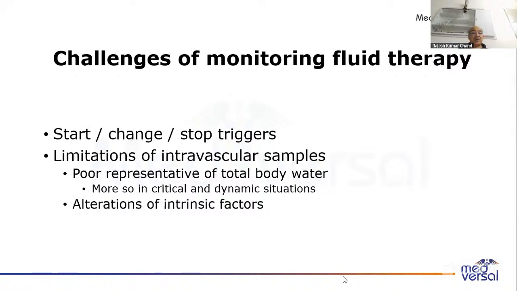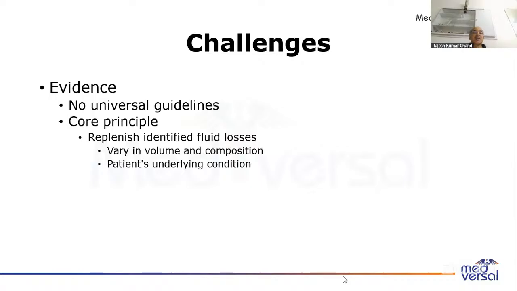And the alteration of intrinsic factors, especially in critical patients, will change these dynamics. And then there are no universal guidelines. That's the problem with the evidence. Really, there are not many RCTs which give us an algorithm of fluid to use. There are RCTs about use of normal saline and balanced crystalloid solutions, individual blood products, but there's no algorithm that these are the diverse fluids which we should use in specific conditions.